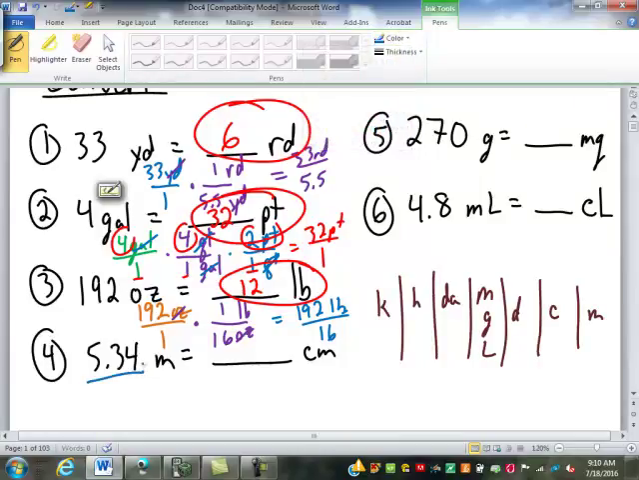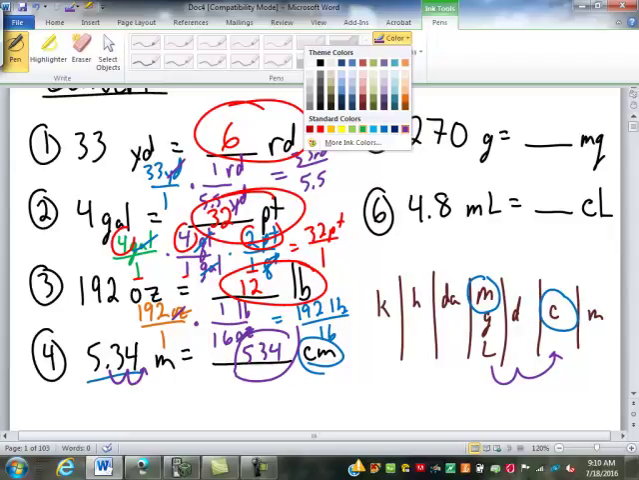So if we have 5.34 meters, that's right here. We're converting to centimeters, which would be right here. To get from meters to centimeters, we're moving 2 spots to the right, which means to make that conversion, our decimal point has to move 2 spots to the right. So it's 534 centimeters.